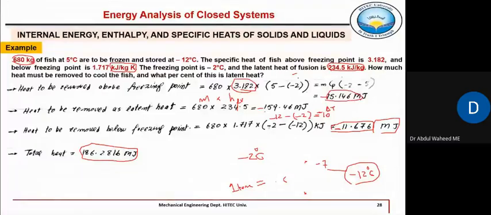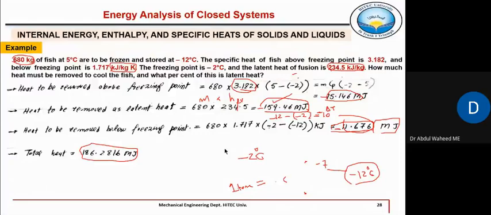And you can notice here, the amount of heat removed above freezing is 15.146. The amount of heat removed during freezing is 159. And the amount of heat removed in the solid region is 11. So you can see, this is the major amount of heat removed when there was no change in temperature, only the phase was changing. So this is the largest amount. If you neglect this heat, your result will be totally wrong. This latent heat has the largest part.